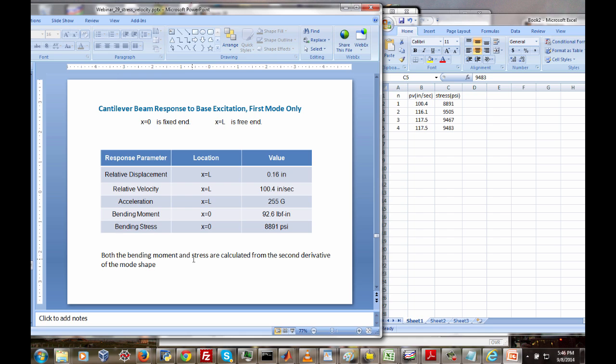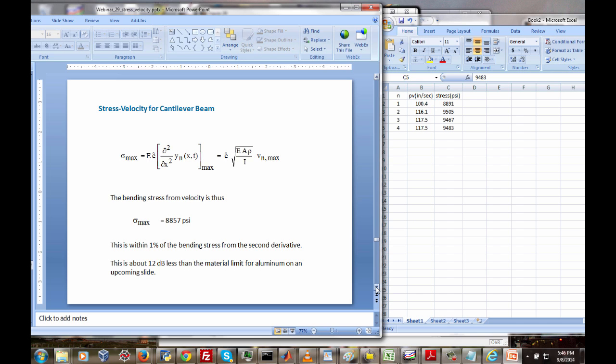the mode shape. And I've got a paper on my blog that goes through that derivation and those formulas. So we calculate the bending moment from the second derivative of the mode shape, and then we can calculate the bending stress from the bending moment. So here's the stress-velocity relationship for our cantilever beam, and actually this relationship should hold for all beam boundary conditions.